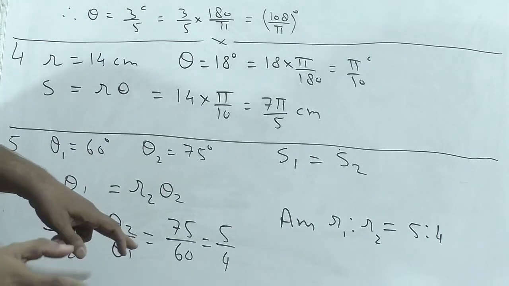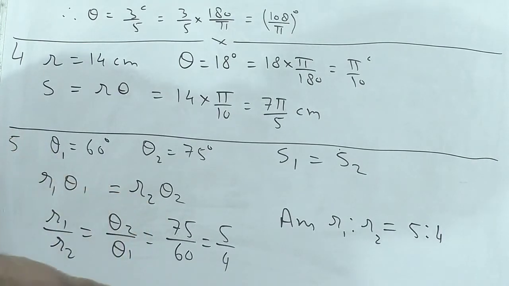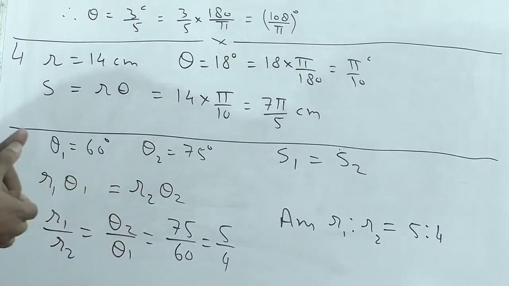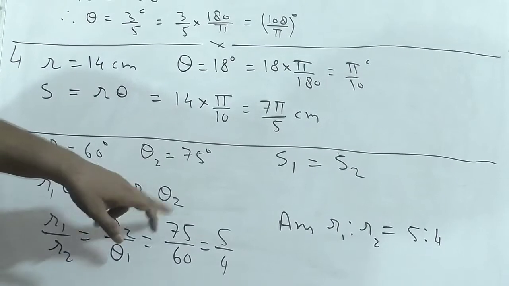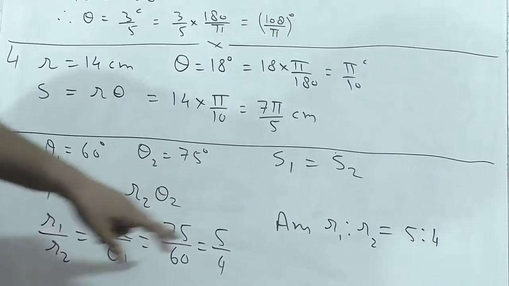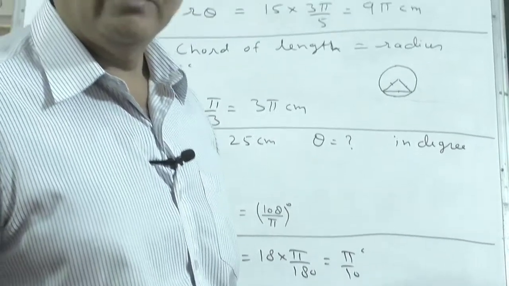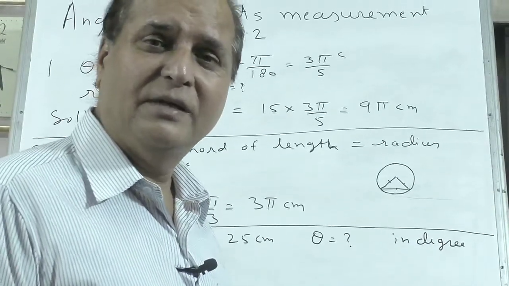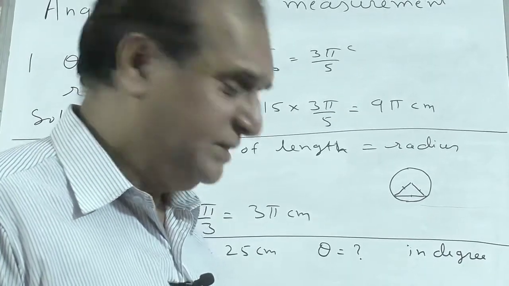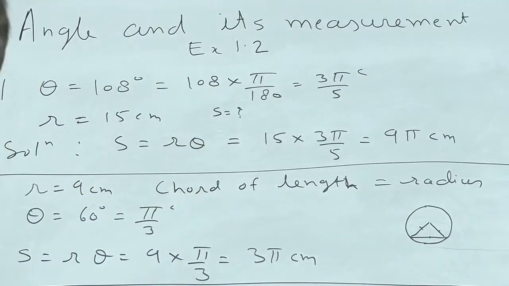No need to convert for ratio in radian. 75 upon 60, directly ratio will be same with the radian. Pi by 180 will cut. So 5 is 15, 5 is 15, 4 is answer, 5:4 directly. For ratio you can show conversion, but they are going to cut. Okay. Understanding? Will go ahead.